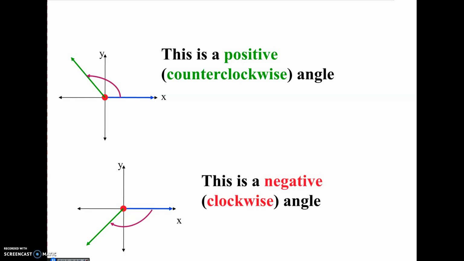One way I like to think about it is, when you think about positive, we're swinging above the x-axis for a counterclockwise positive angle. And then down here is where the negatives are. We're swinging below the x-axis, and so that's a negative angle.